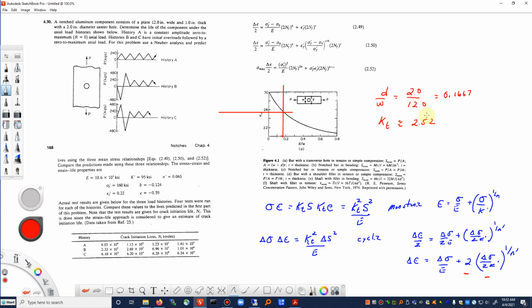Now you may read this chart just a little bit differently than me, and so you may end up with a little different stress concentration factor value.